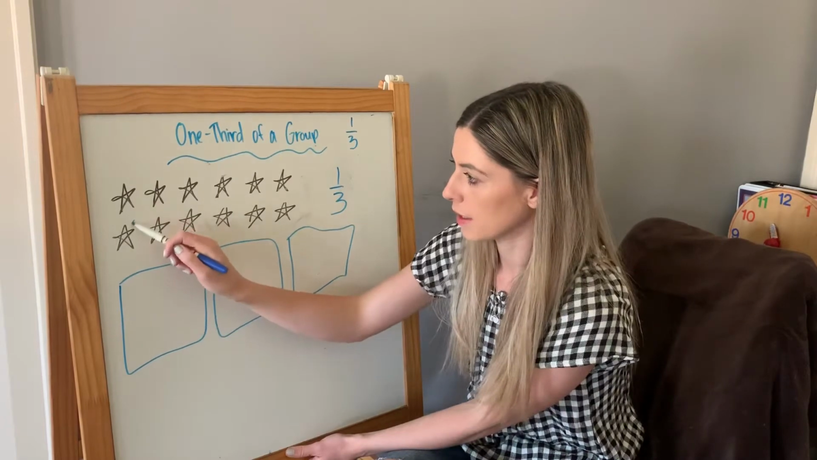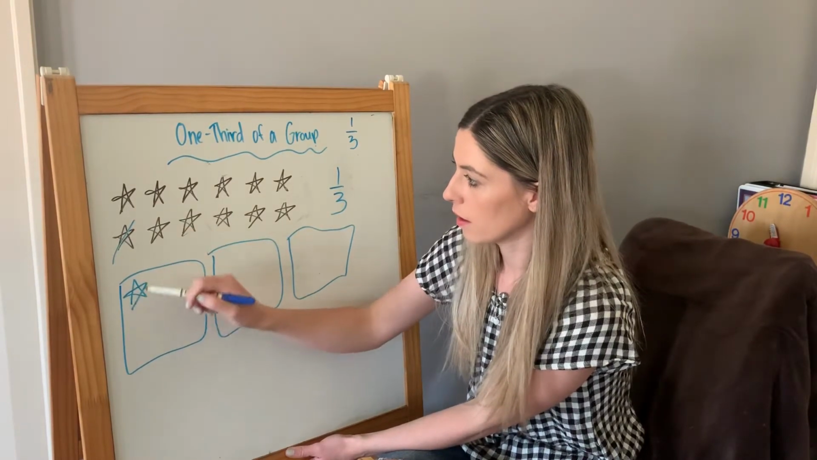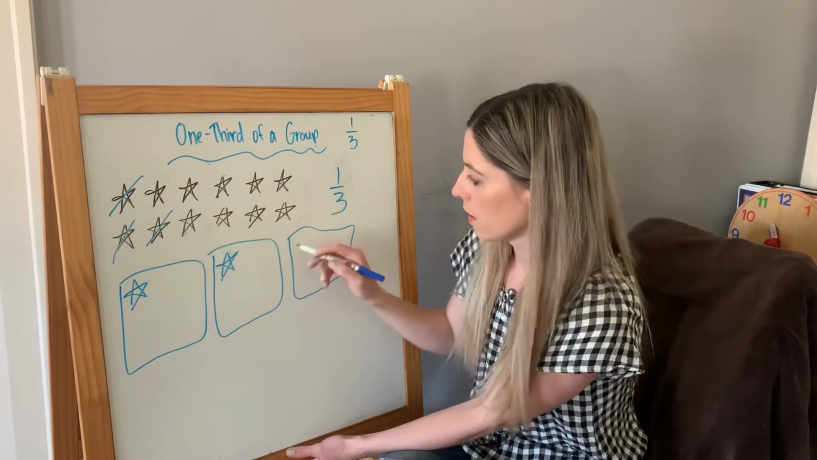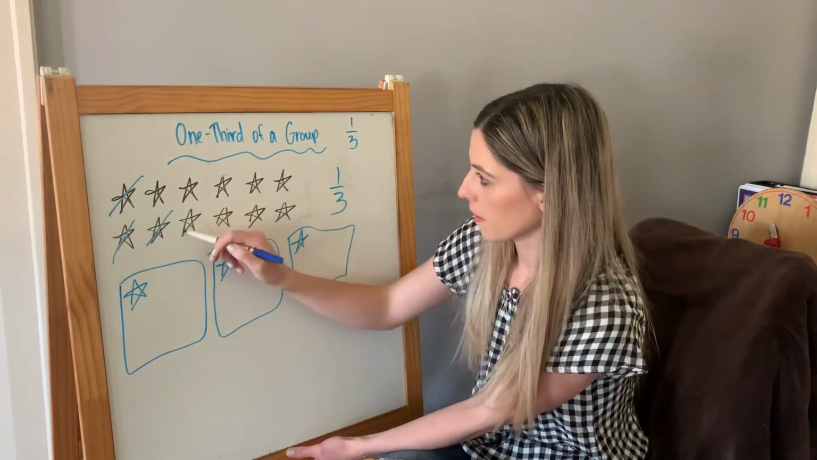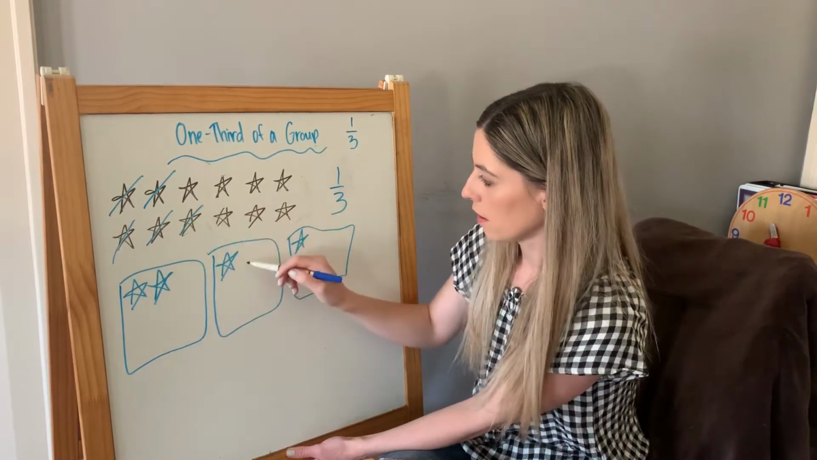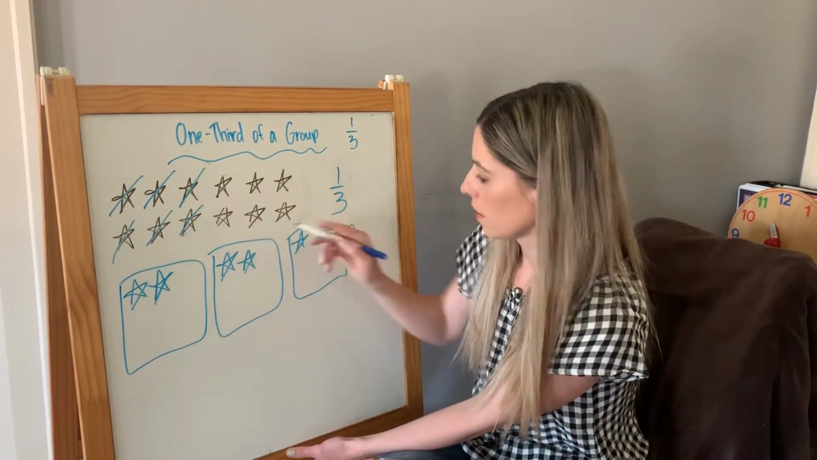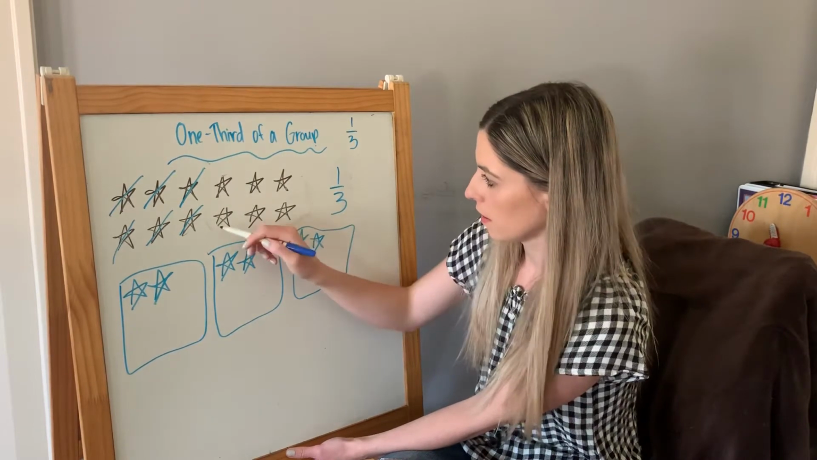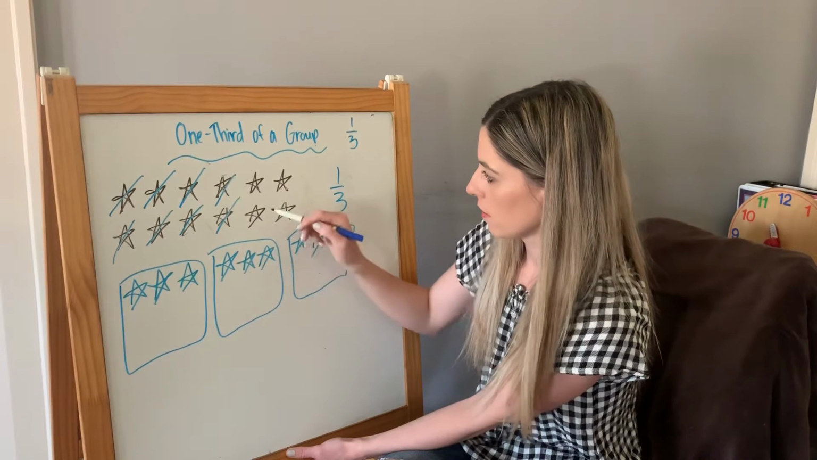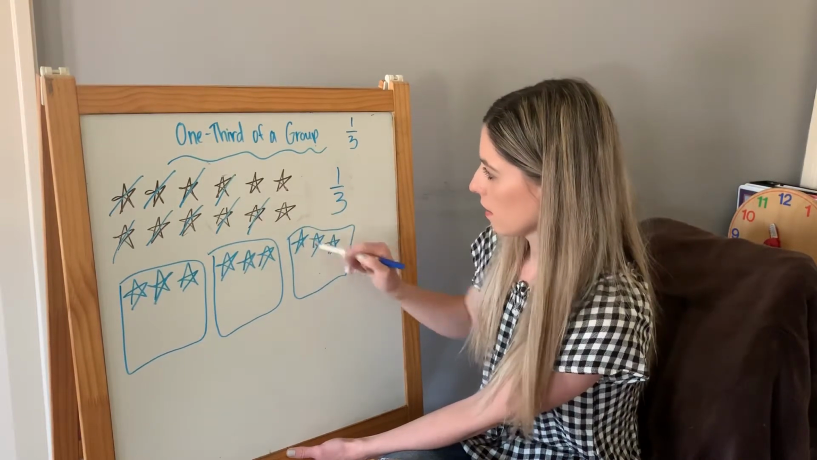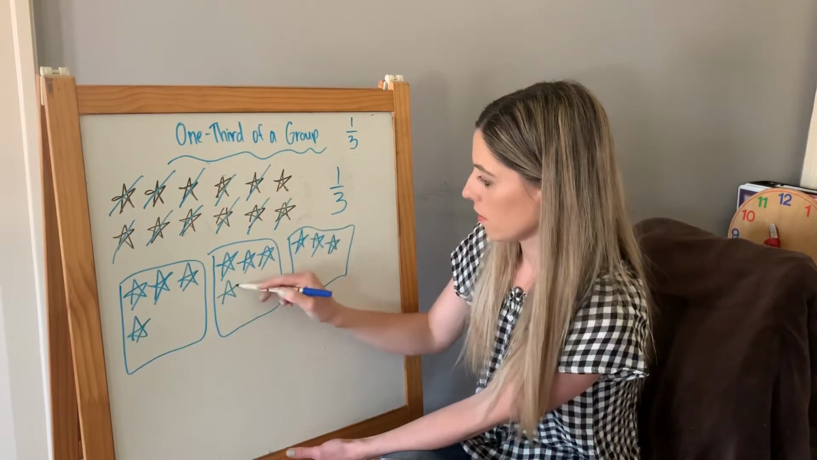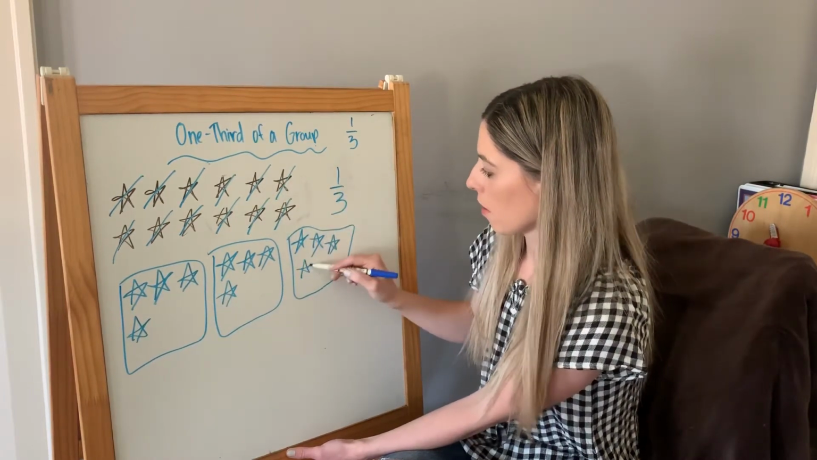So I'm going to take this guy and put him here. 1, 2, 3. Back to the beginning. 1, 2, 3. 1, 2, 3. 1, 2, 3, and I'm all out.